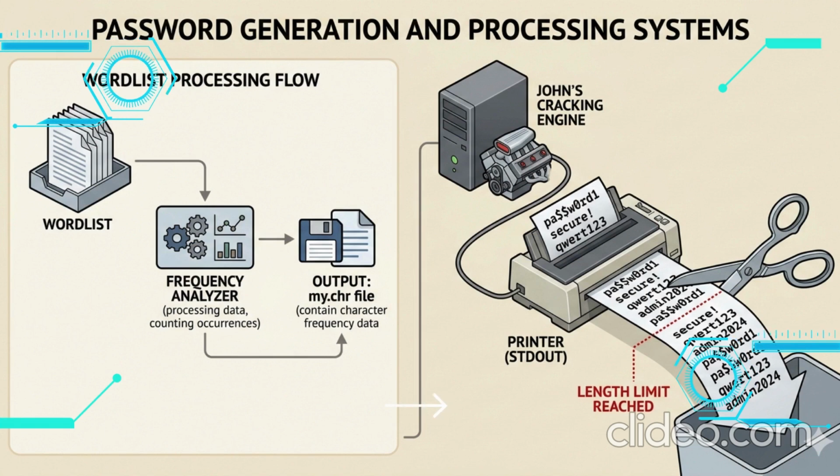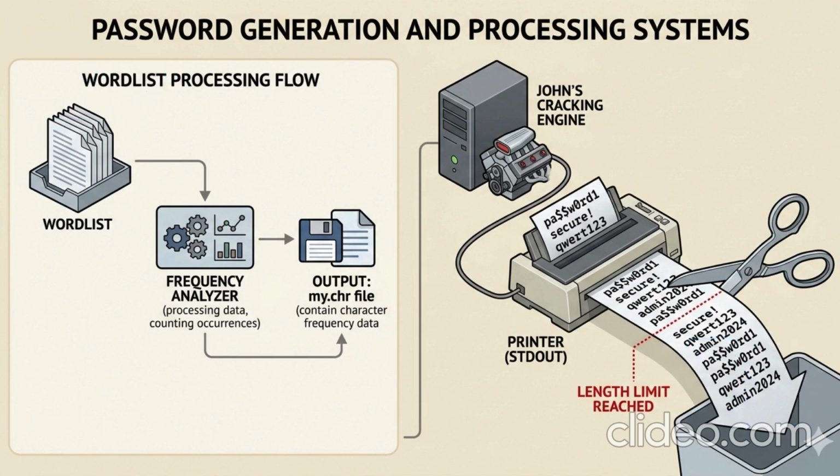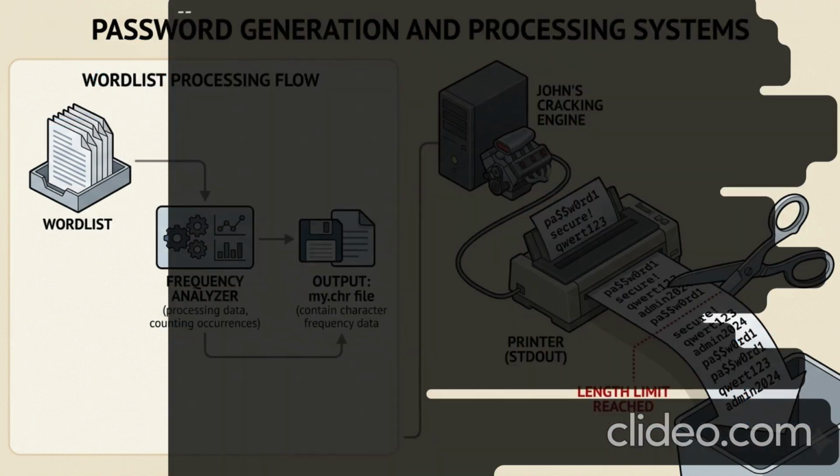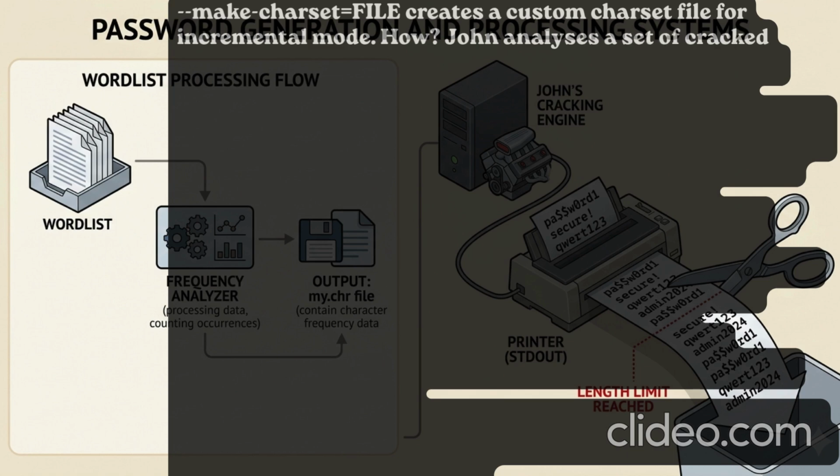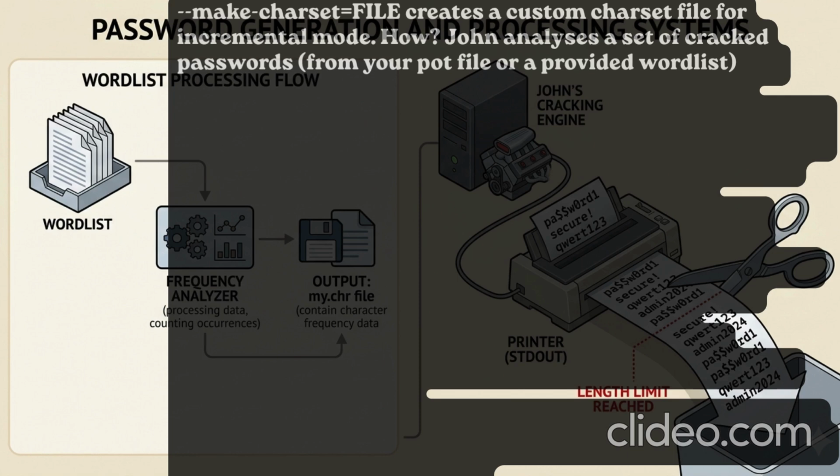--make-charset=FILE creates a custom charset file for incremental mode. John analyzes a set of cracked passwords from a file or provided password list and calculates character frequency at each position. The resulting charset can be used with --incremental=custom.